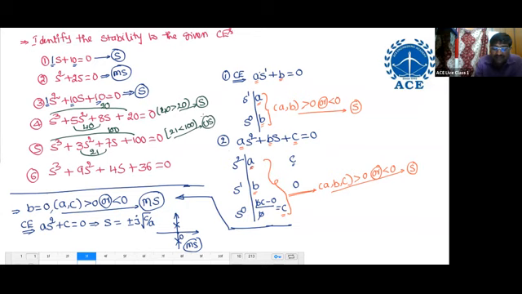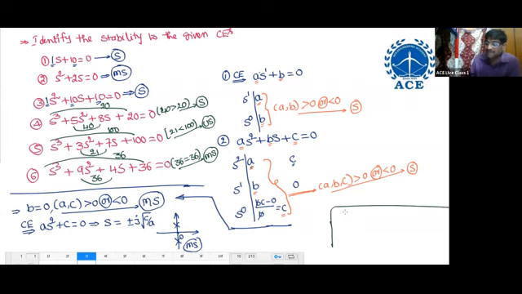Internal product 36, external product also 36. Internal equal to external, 36 equal to 36. Then the given system is marginally stable. If you want to find the frequency of oscillation, take the even power of S terms equal to 0. 9s square plus 36 equal to 0. So S equal to plus or minus j2.